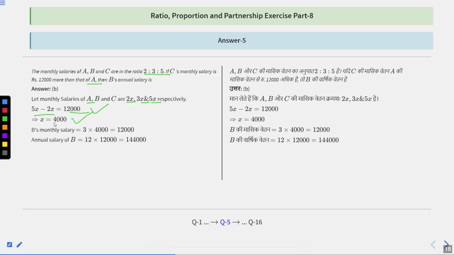So what will be B's salary? B's salary is 3x, so we multiply it and get 12,000. So what will be the annual salary of B? We multiply 12 into 12,000, which equals 1,44,000 rupees. So B is the correct answer.